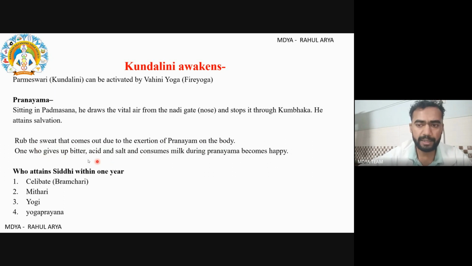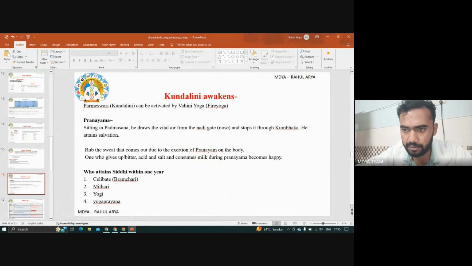It is about the diet here. A little diet description is also here. So bitter, acidic, and salty things we should avoid. And milk we should take, if we are following that. I think there is a typing mistake here.